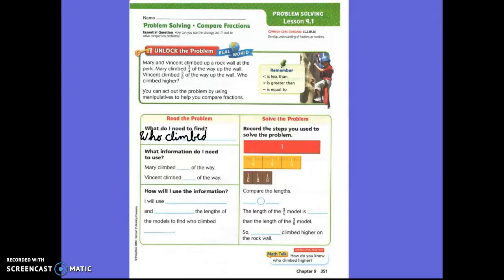Remember, in climb, there's a silent B. I'm going to say who climbed highest, okay? Actually, I'll just put higher, because when there's only two, there should be only three parts.